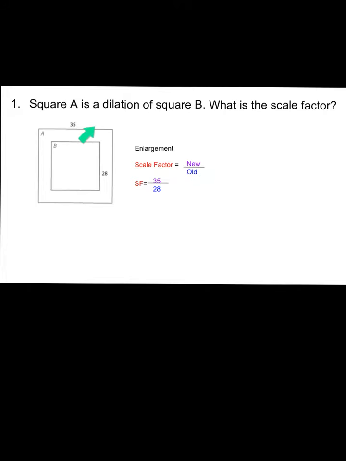So my new, in this case, is on square A, that side length. So that goes first. That goes over in the numerator. I'm going to have 35 over the old. The old is from the pre-image, which is 28. So 35 over 28 is the scale factor.